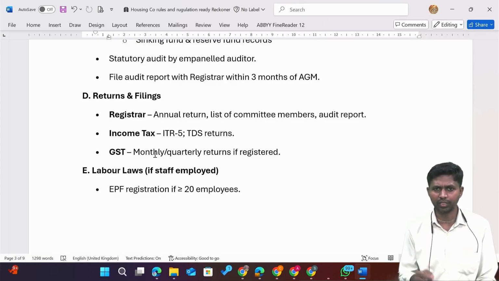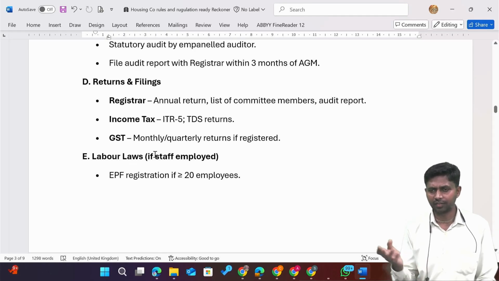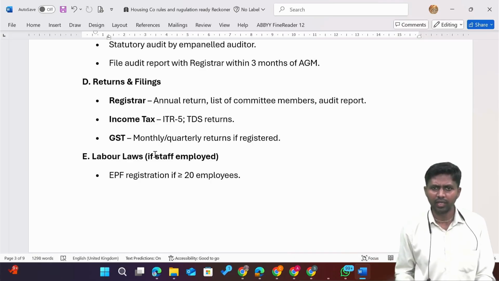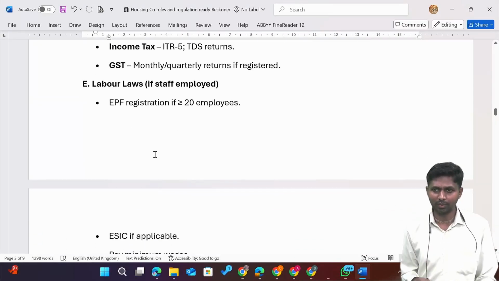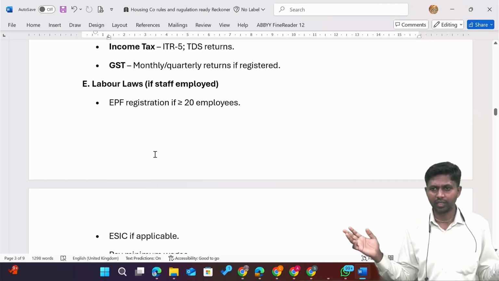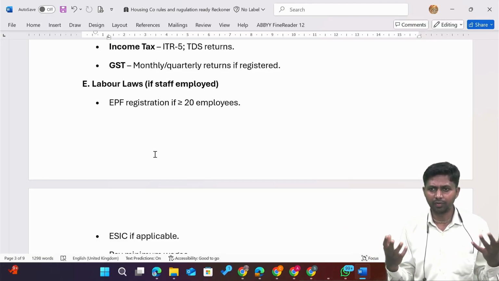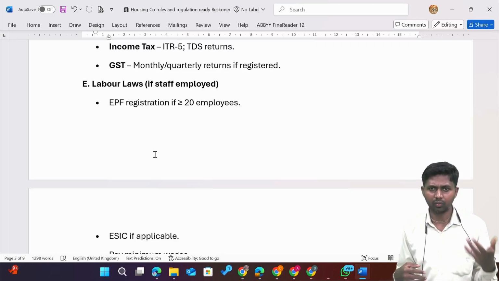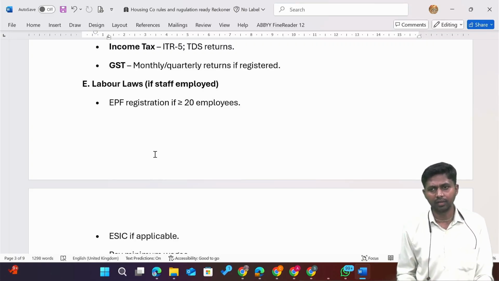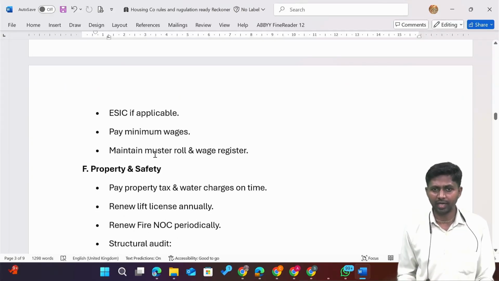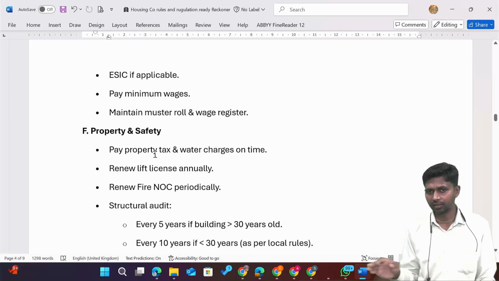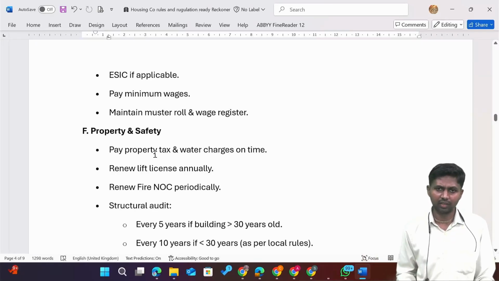Correct. Now, the cooperative society's office. Then income tax, GST returns and TDS return on the income tax portal, and GST on the GST portal. Correct. Labor law, yes, labor law is also applicable. If you have a big society, in that you will find different workers. If employees or workers are more than 20, then provident fund is applicable. Then you have to take the ESIC number, then follow the Minimum Wages Act, and then you have to maintain the register, muster, correct.